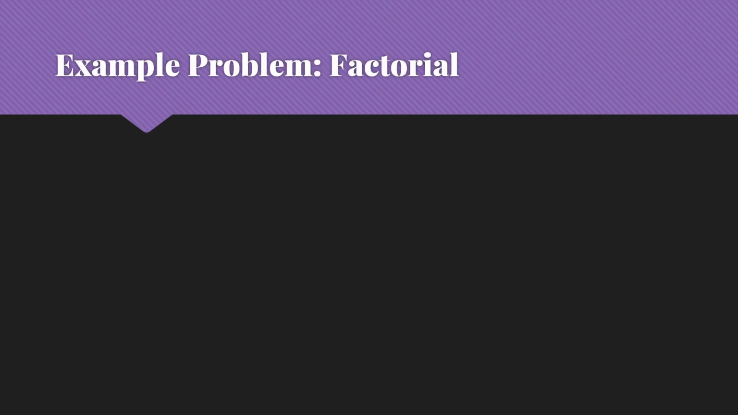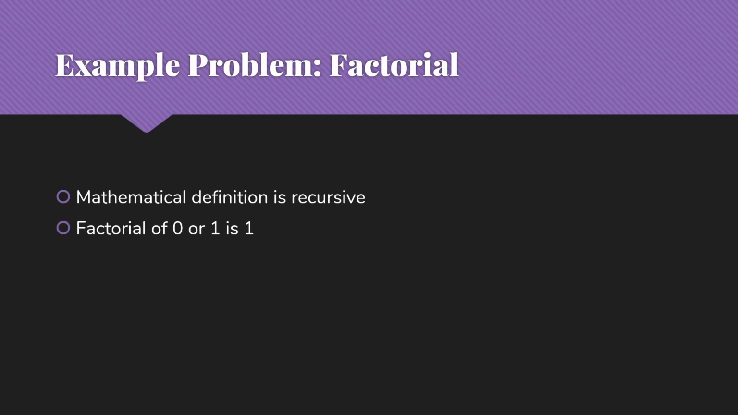So let's think about an example problem that most people should be familiar with. Computing the factorial of a number. This is a nice example because the mathematical definition that we all learned for factorial is actually inherently recursive. So we only have to translate the math into programming. The factorial of 0 or 1 is 1 by definition. So that's going to be our base case. This is the case where we just know the answer.